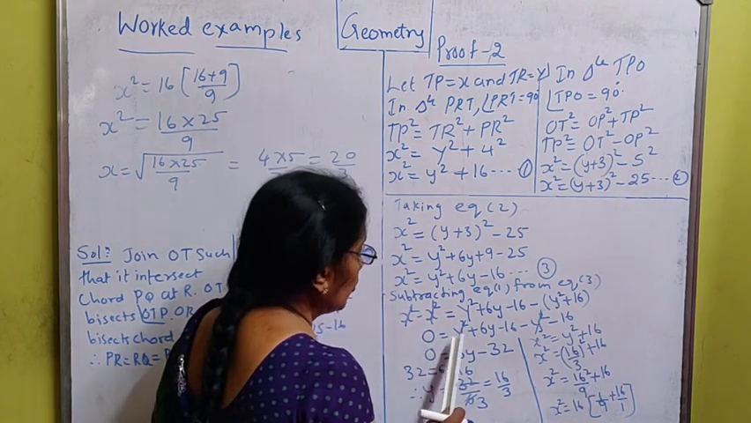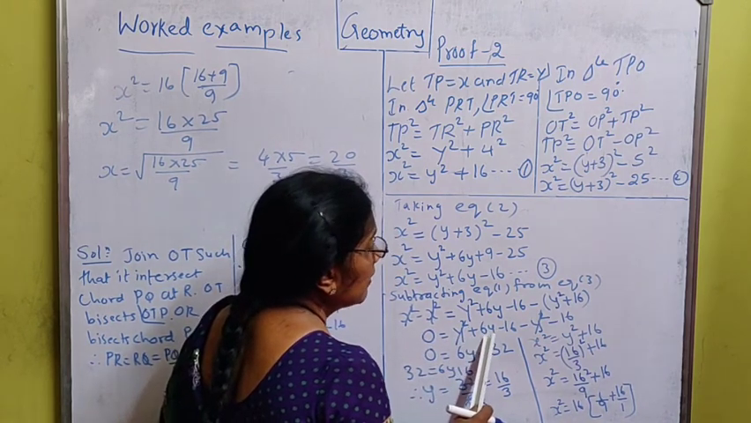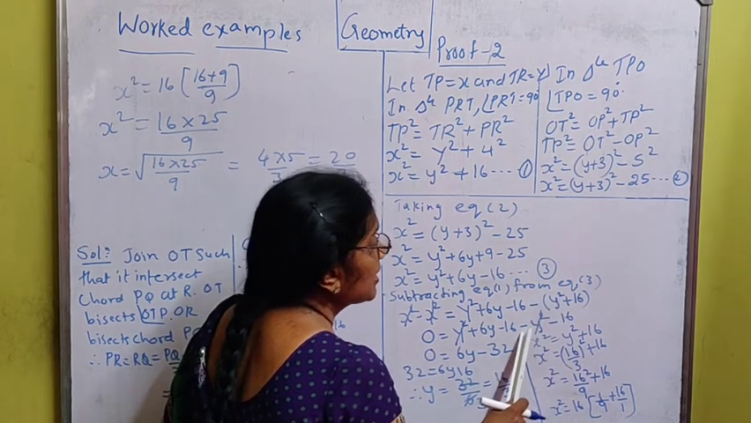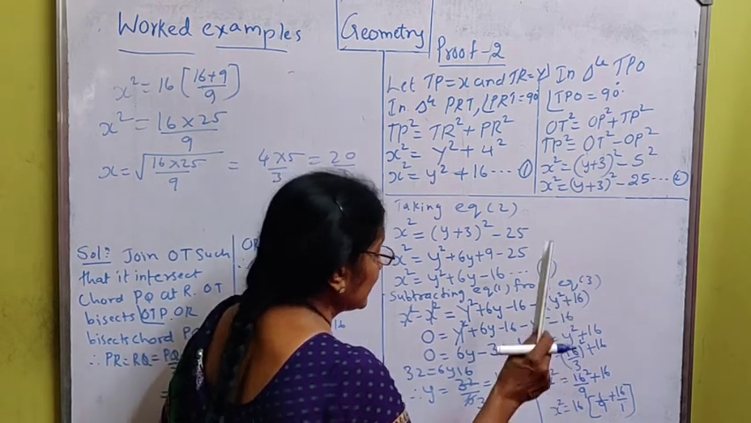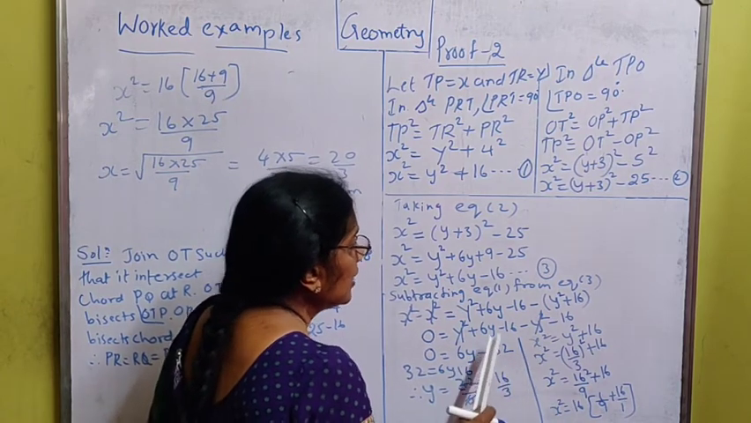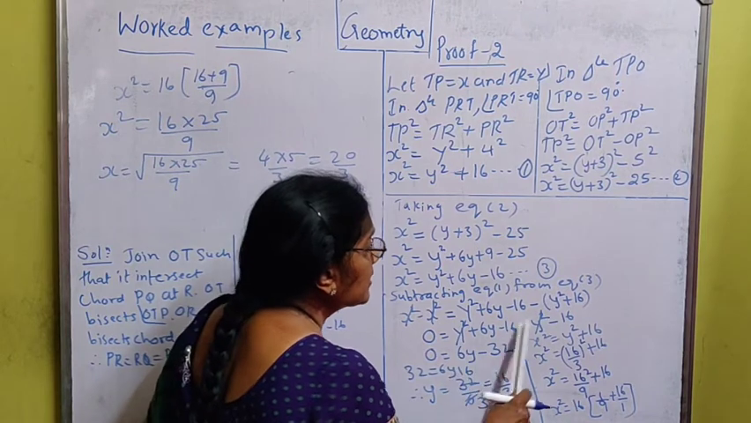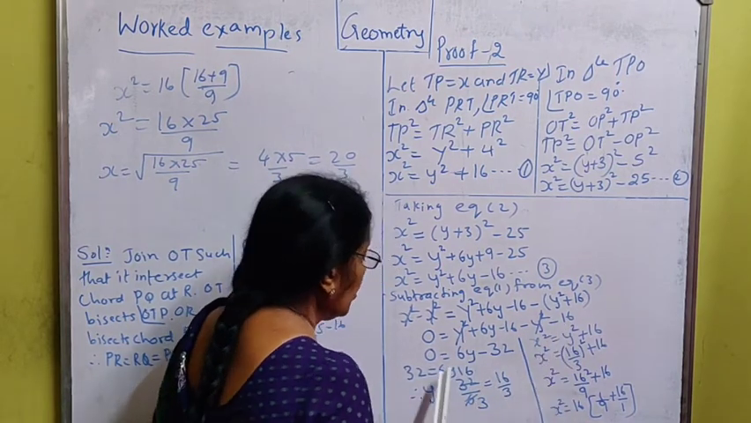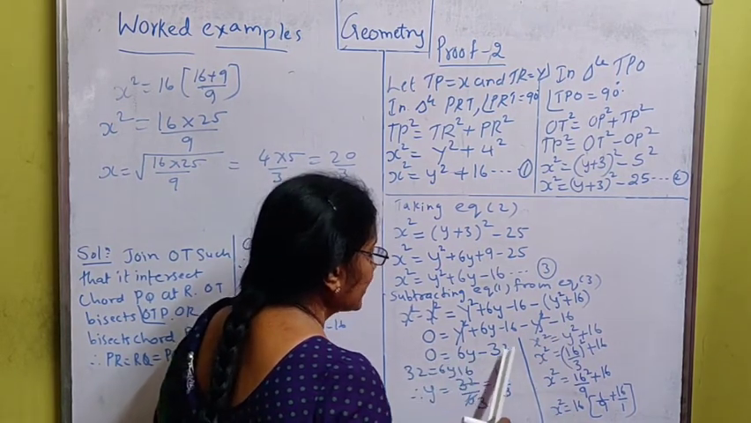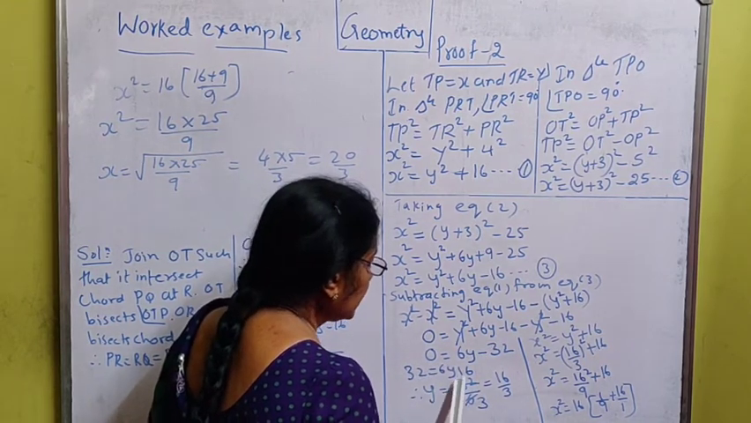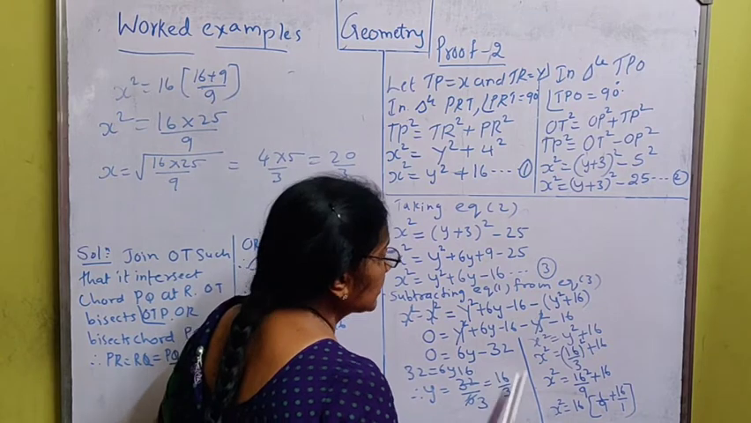So what I got? 0 is equal to y square plus 6y minus 16, minus into plus is minus y square, minus into plus is minus 16. Y square cancels. So I got 6y minus 16 minus 16. What is minus 16 minus 16? It is minus 32. So I got 0 is equal to 6y minus 32. So minus 32 I will bring to this side. So 32 is equal to 6y. Y is equal to 32 by 6, which is 16 by 3.